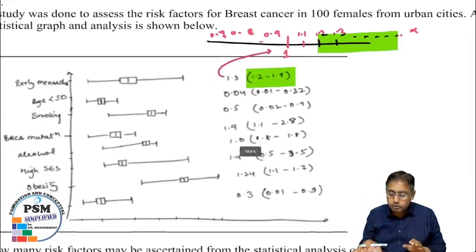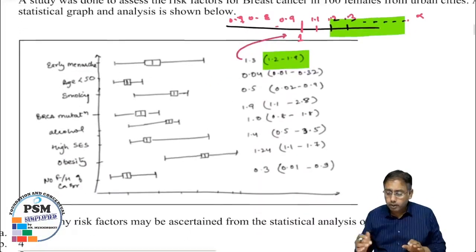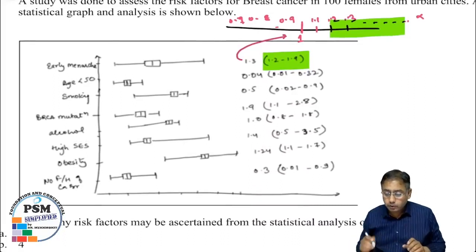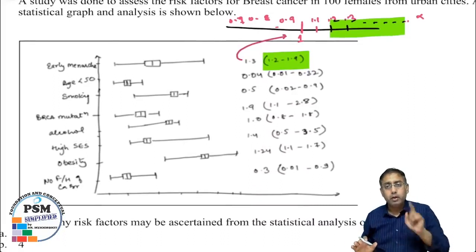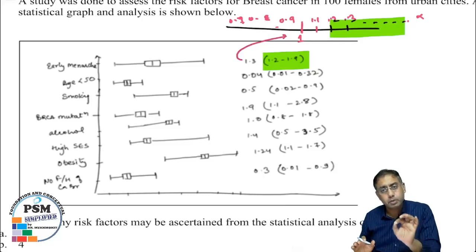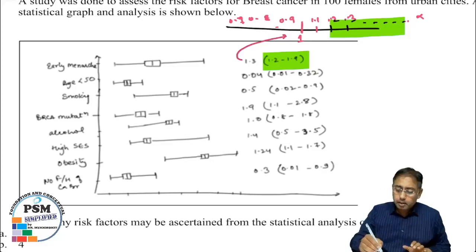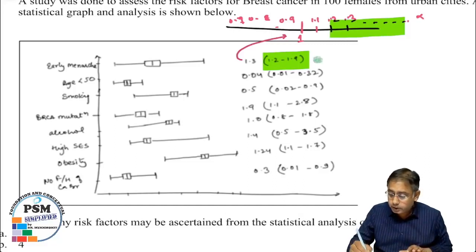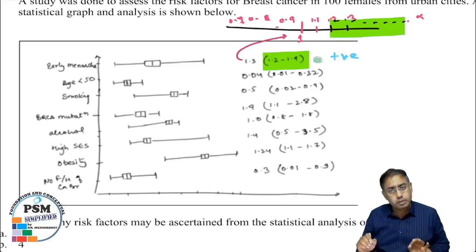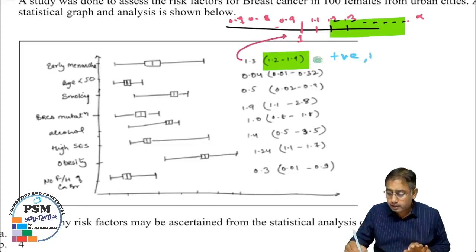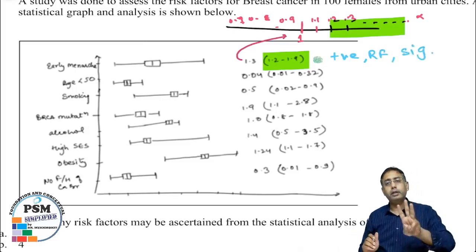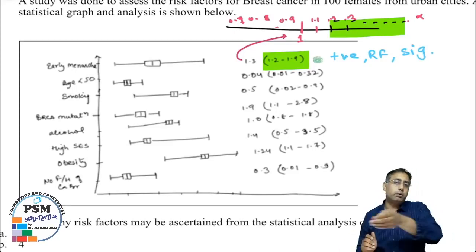So let me just go ahead and you'll learn something more. First, what do I interpret? Odds ratio 1.3, that means a positive odds ratio. The confidence range is all positive, that means it is positive. My comment on this is: this is a positive odds ratio, and this is a risk factor. It is a risk factor, and it is a significant risk factor. Three interpretations out of this line.